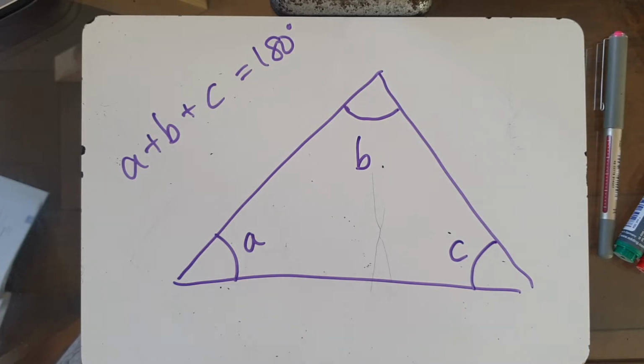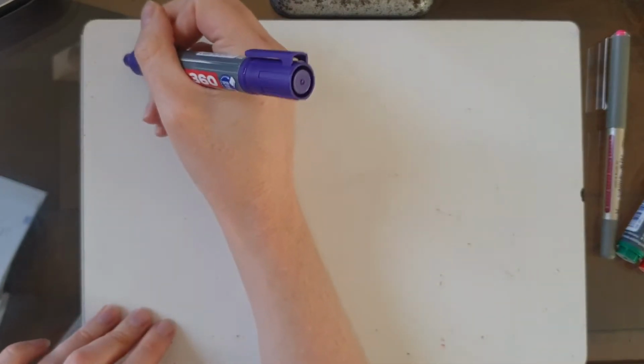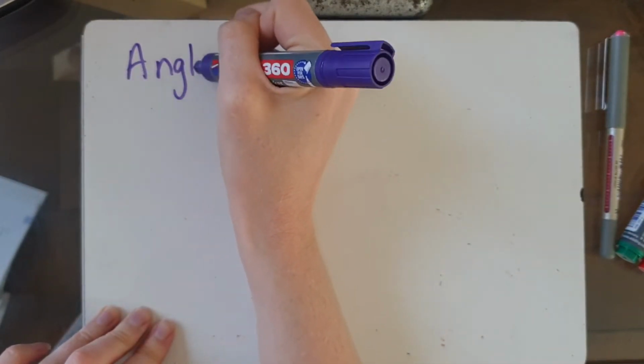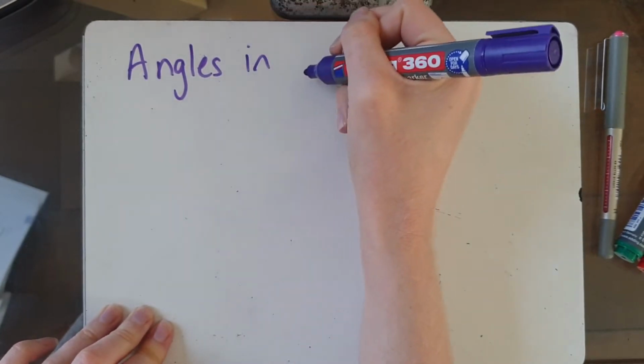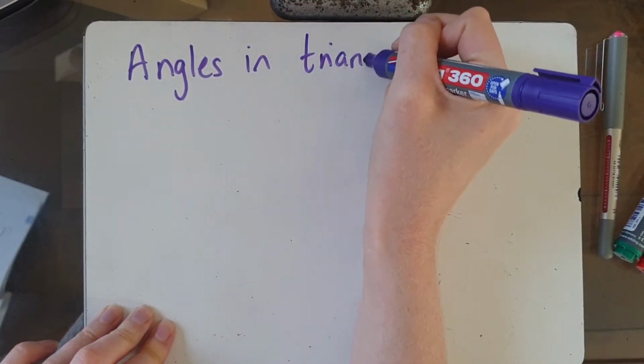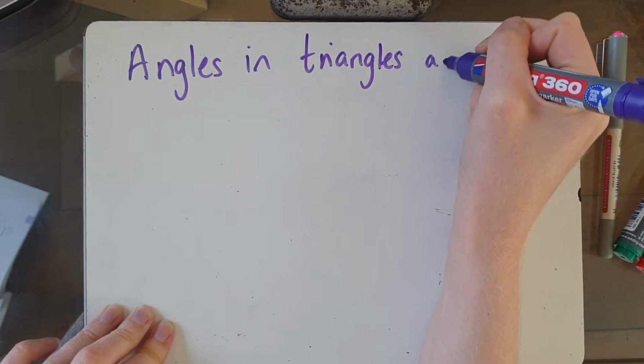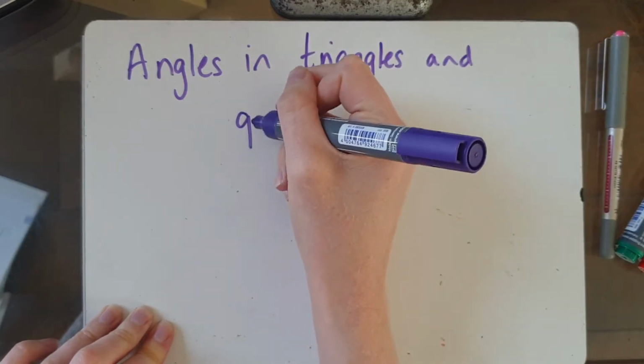I'm going to write that in our books and I'm going to write a title for you as well. So your title is Angles in Triangles and Quadrilaterals.